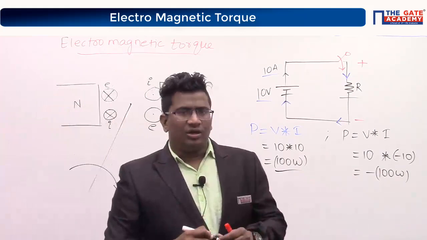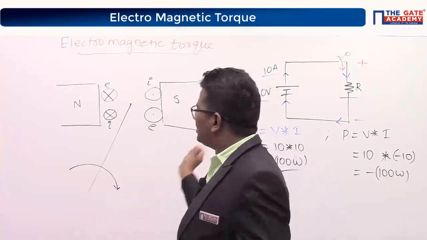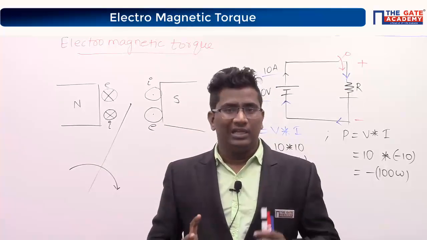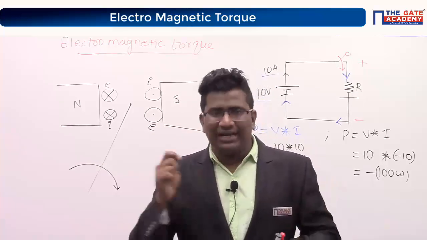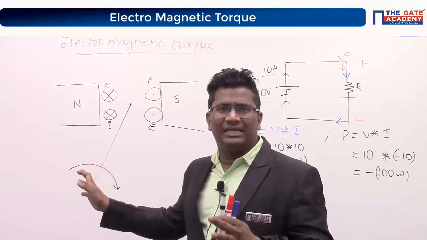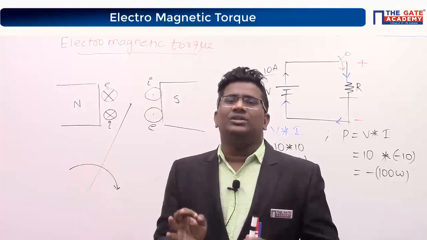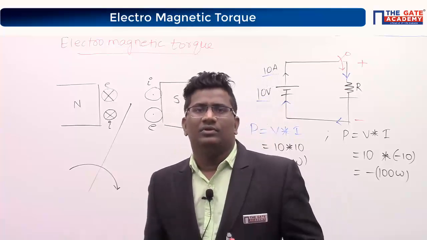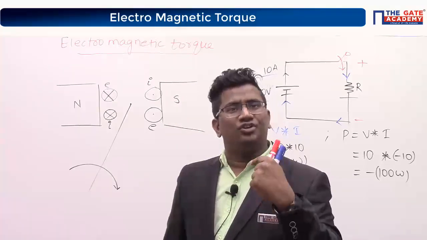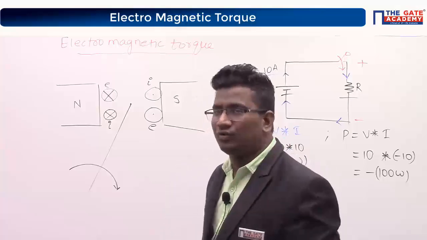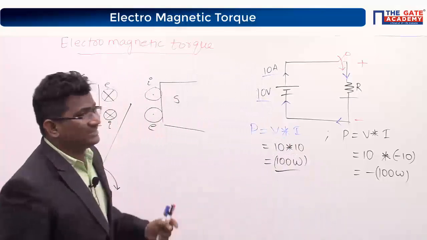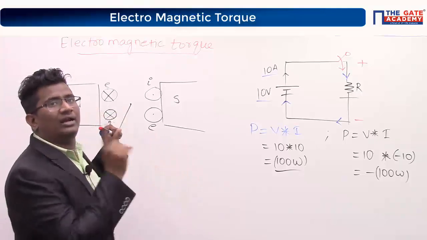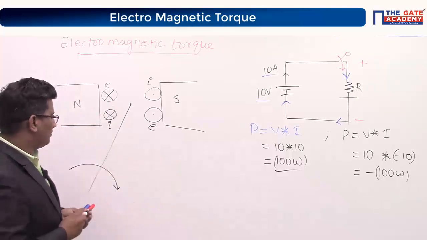Just assume one thing. Disconnect the load. Rotate the machine. Will your conductors have voltage or current or both? Already the magnetic field is there inside. Rotate the conductor. Only voltage. That is called induced voltage. Now once I connect a load, the current will start. Disconnect the load, no current. Connect the load, there is a current. Okay? Now you tell me.